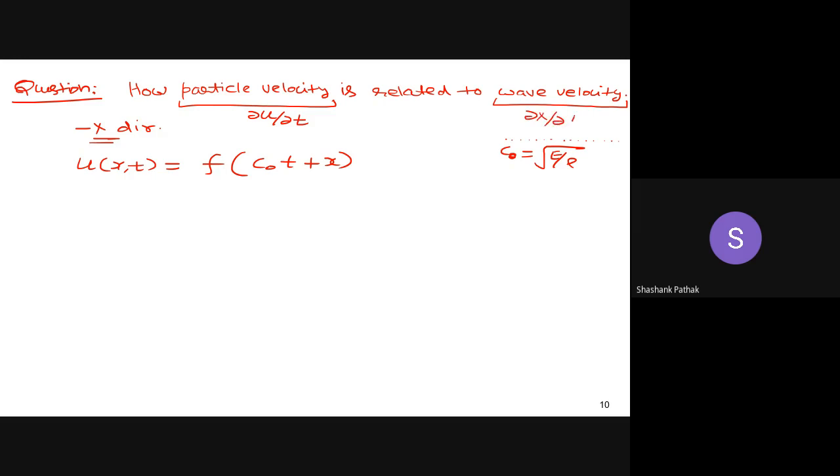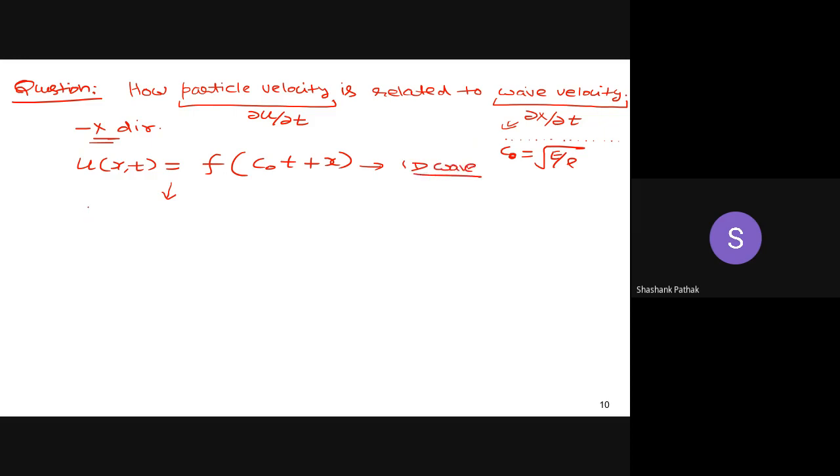Del x by del t. u_tt is equal to C naught square u_xx. Yeah, that is okay. But basically I wanted to tell what is wave velocity and what is particle velocity. So the particle velocity is defined by del u by del t. I already wrote, and you remember we calculated del x by del t while computing the wave velocity. It came from there. Anyways, so now let us calculate particle velocity for our 1D wave.